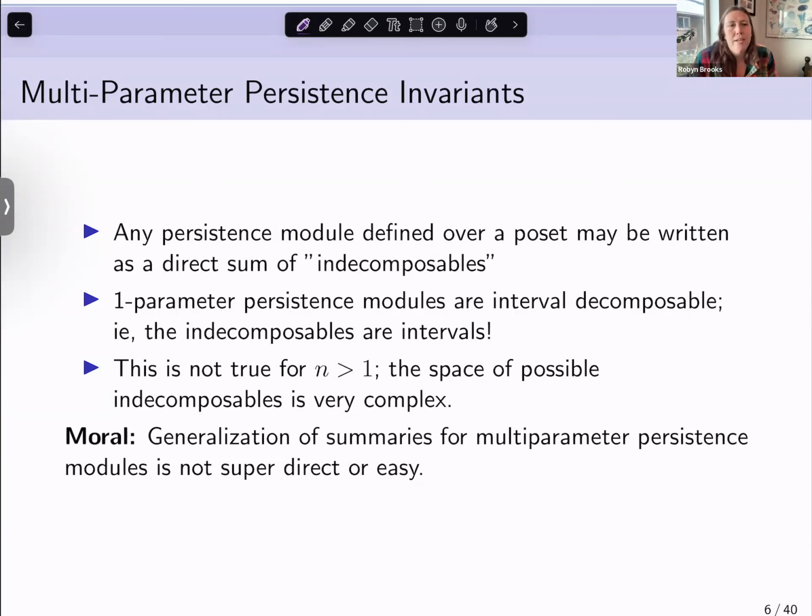It's true that any persistence module that's defined over a poset can be written as a direct sum of indecomposables. 1D persistence modules are pretty nice in that those indecomposables are intervals, so they're nice little regions in the parameter space. This doesn't end up being true for n greater than 1. The space of indecomposables is really complex, and therefore the space of multi-parameter persistence modules is really complex. In particular, it's not possible to guarantee that the indecomposables of your module are going to be parameterized by nice regions in parameter space. So in multi-parameter persistence, we rely on partial, not complete, invariance for now.